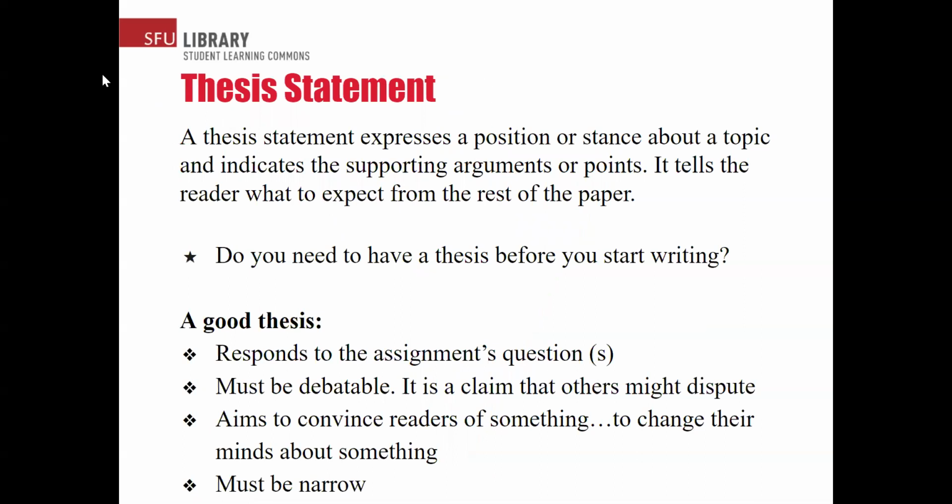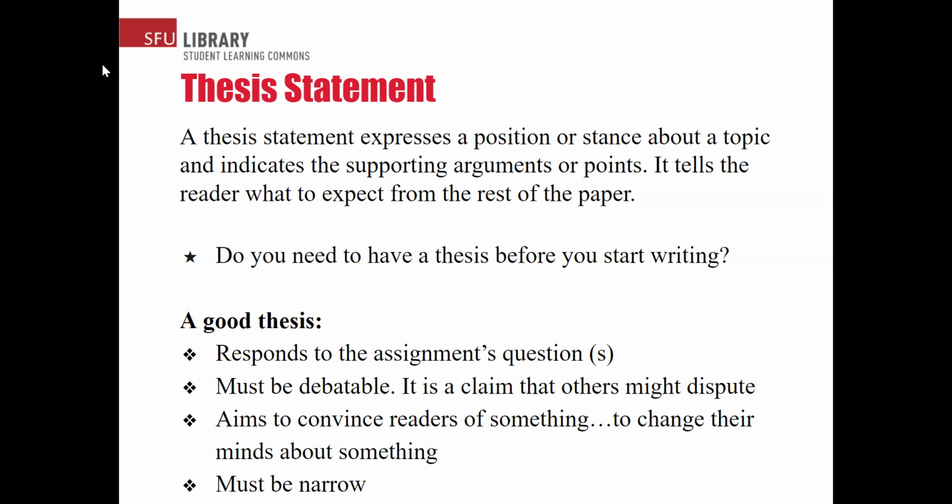But what is a thesis statement? A thesis statement expresses a position or a stance about the topic and indicates the supporting arguments or points. It tells the reader what to expect from the rest of the paper. So thesis statement shows your own stance or position about the topic. It's not an idea that you borrow from another educator or a scholar. So it's your own unique position or a stance about the topic.